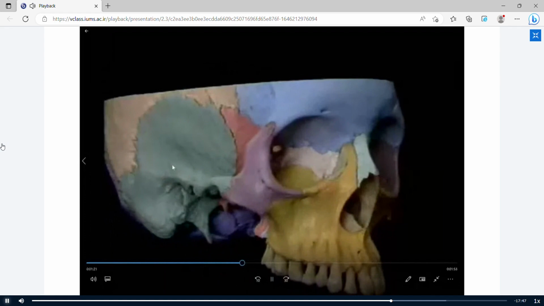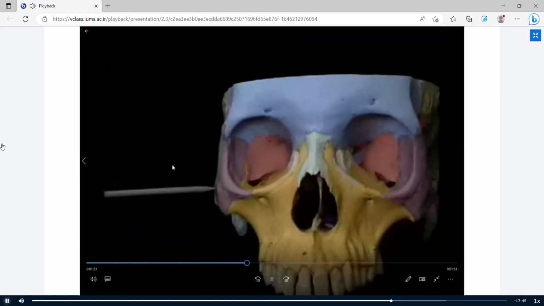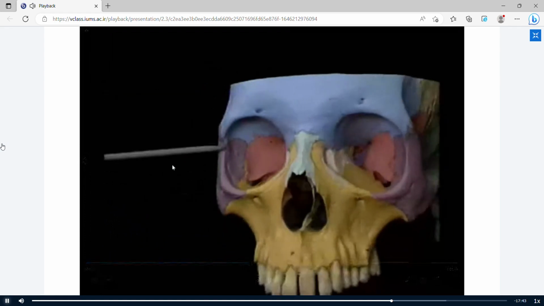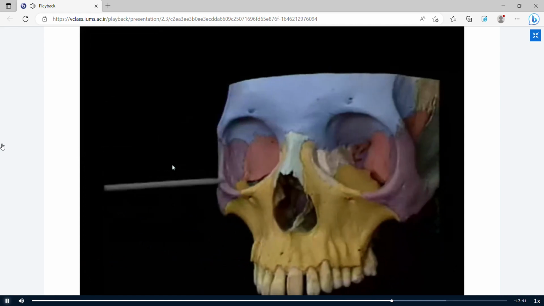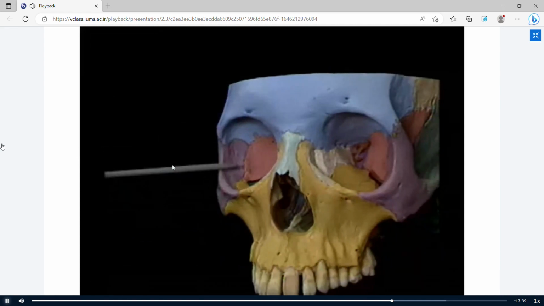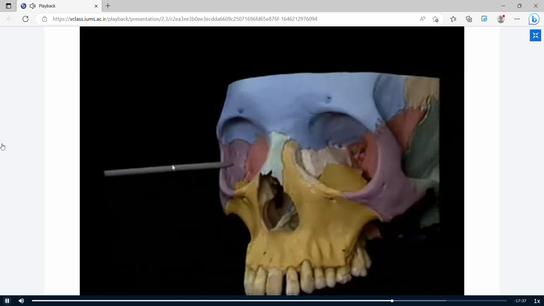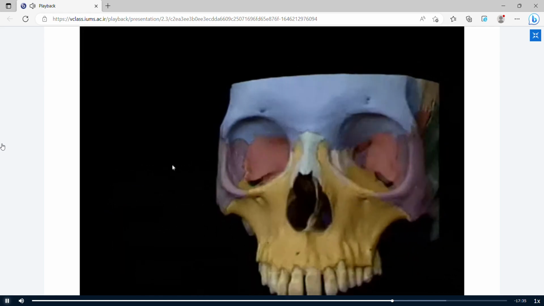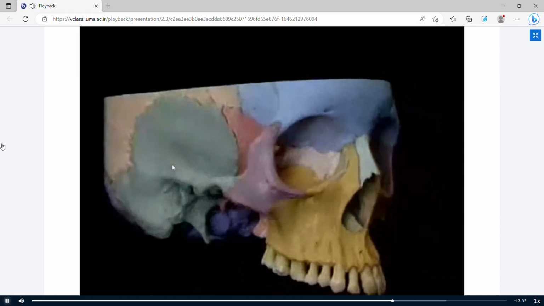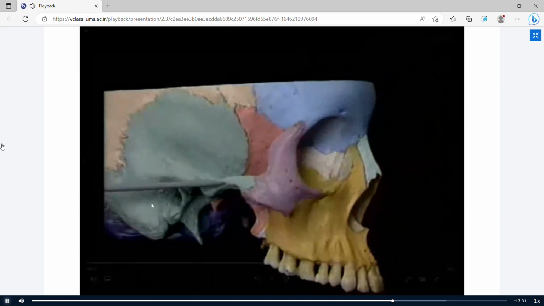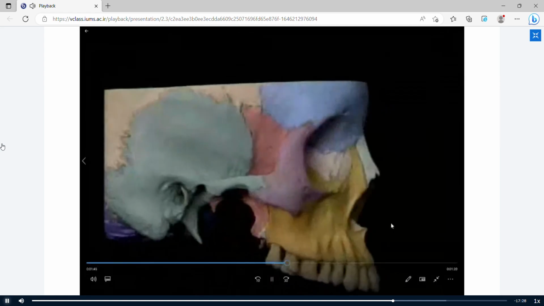The zygomatic bone forms the bony prominence of the cheek. It also forms the lower lateral part of the orbital margin and this part of the lateral orbital wall. The zygomatic bone extends backward to meet the zygomatic process. Now we'll move forward and look at the maxilla.